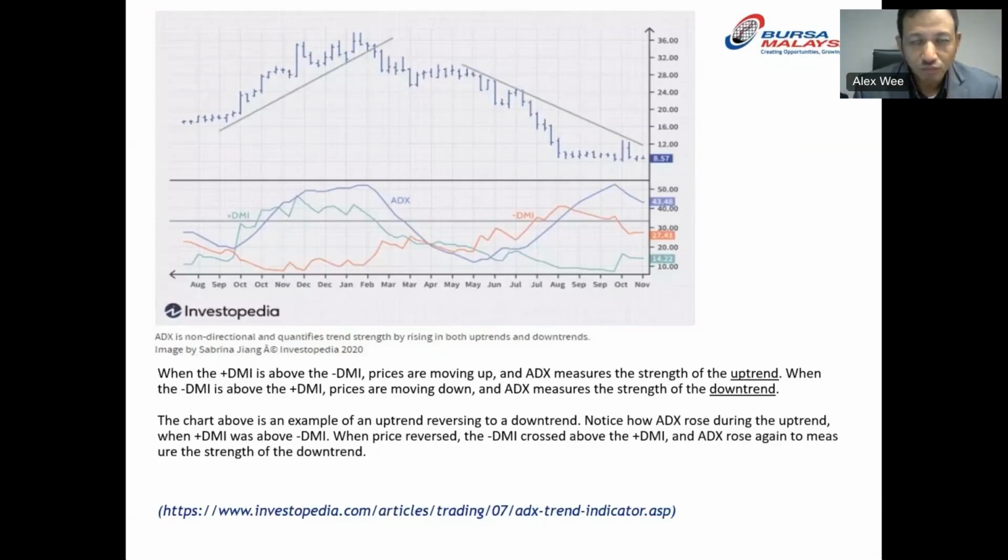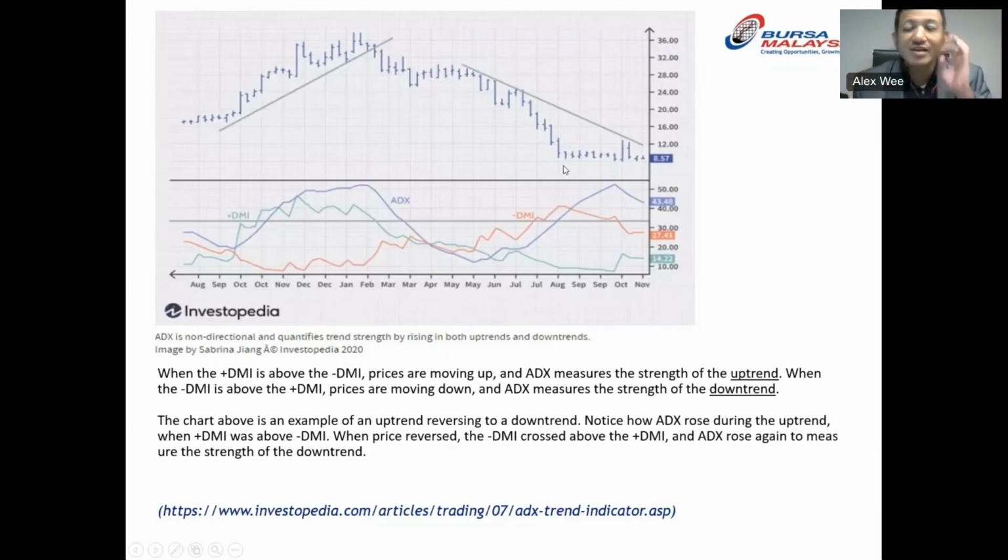Okay, you can see from here that the chart above shows the uptrend reversing to a downtrend. When it's an uptrend, ADX goes up above 30. And then when it's no longer trending, it's a reversal, a transition time that is a bit sideways, ADX goes back down, which means it's not trending. And then when a downtrend comes, ADX basically shows above 30 again.